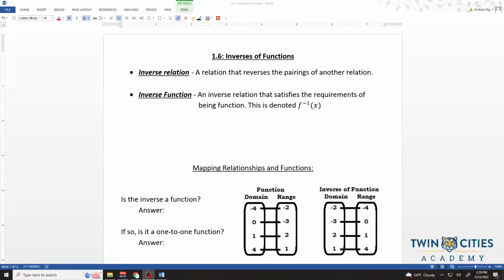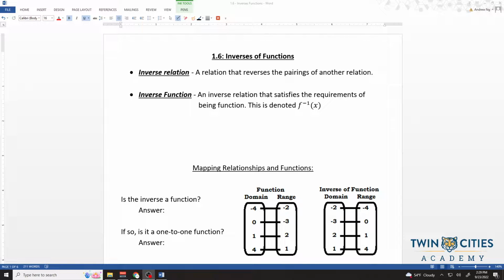We're going to talk about inverses of functions today. Now, earlier we talked about what a relation is and what a function is. A relation is something that pairs one group to another. So you might have elements of one group paired to elements of another group. And when those elements, say x's from a domain, are paired to the y's from the range, then you may get a function if each x only goes to one y.